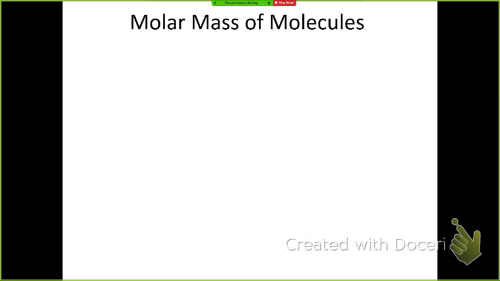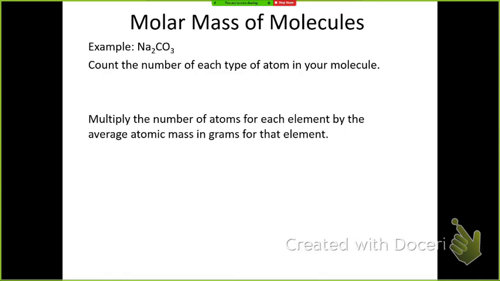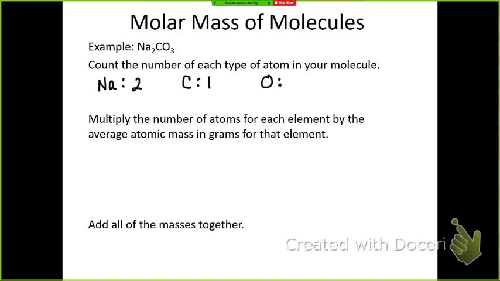So here's our example. So we're going to follow the steps. So we're going to count the number of each type of atom in our molecule. So we've got sodium. We've got 2 atoms, because remember, the subscript after the sodium tells me that I have 2 sodium atoms. Then I'm going to count my carbons. I have 1 carbon. And then I'm going to count my oxygens, and I've got 3 of those.